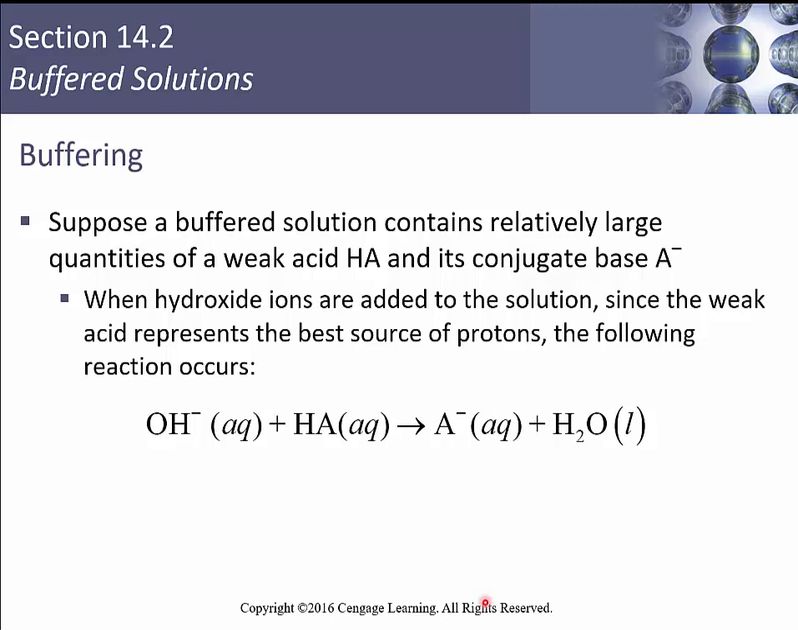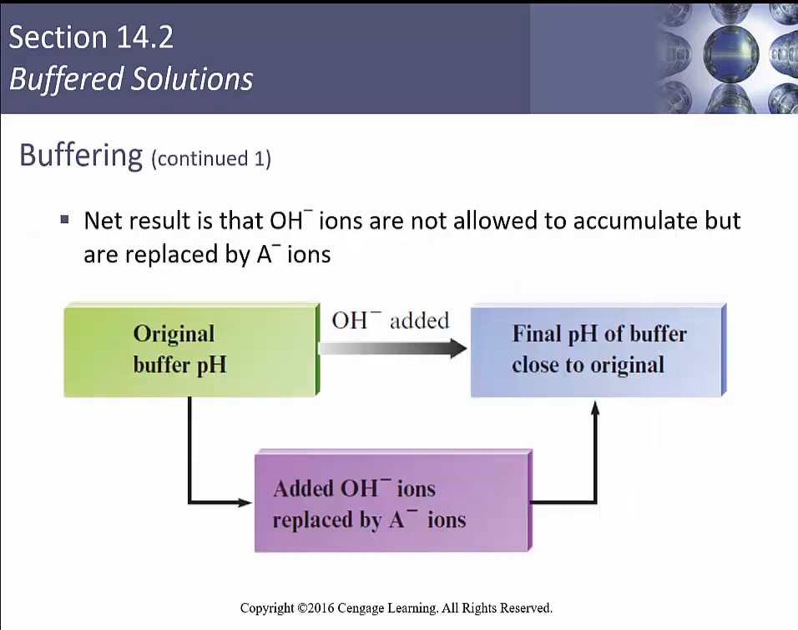Suppose a buffered solution contains relatively large quantities of weak acid HA and its conjugate base A minus. When hydroxide ions are added to that solution, since the weak acid represents the best source of protons, we're going to undergo this stoichiometry step. Right, so this is when we're going to stress our buffer. We're going to add in a strong base. That hydroxide is going to react with our weak acid to form the conjugate weak base and water. The net result is that our hydroxide ions are not allowed to accumulate. They don't build up, but they're going to be replaced by more of our weak conjugate base ions.